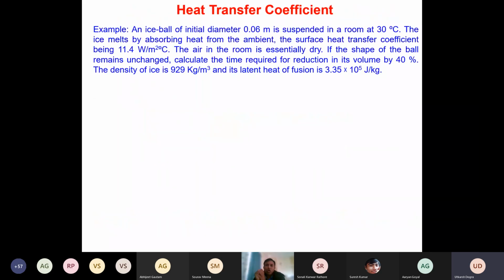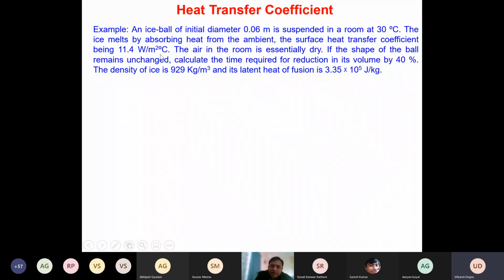So in this problem, what is given is an ice ball of initial diameter 0.06 meter suspended in a room at 30 degrees Celsius. The ice melts by absorbing the heat from the ambient. The surface heat transfer coefficient is 11.4 watt per meter square degree Celsius.